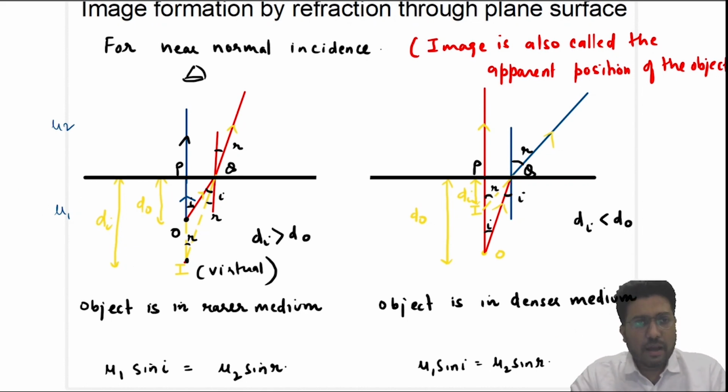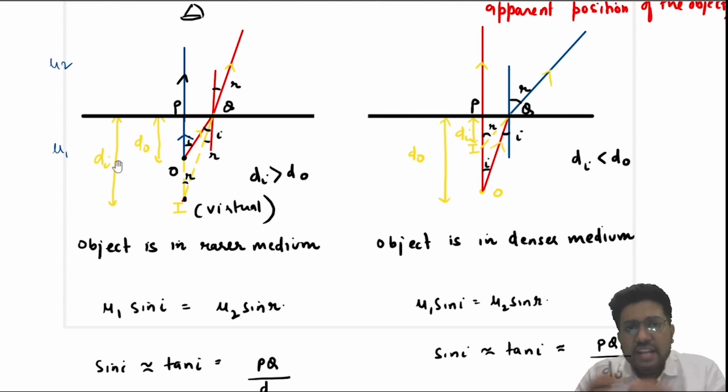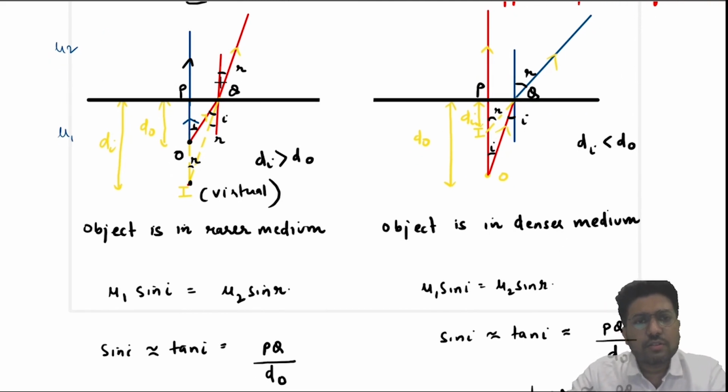Now we will find the relation between di and do. You have to learn this, so first let us derive it. By Snell's law, you will write mu1 sine i, this angle is i, is equal to mu2 sine r, this angle is r. Now see, if this angle is r, this angle is also r, because these two are vertically opposite angles. Then if this is r, this is also r, because these two are alternate angles. Similarly, if this whole angle is i, then this is i, because these two are alternate angles.